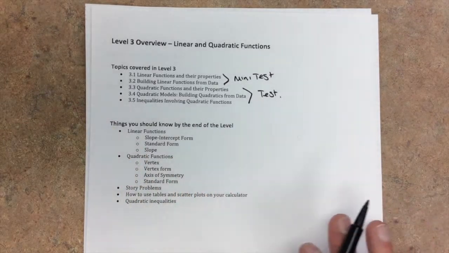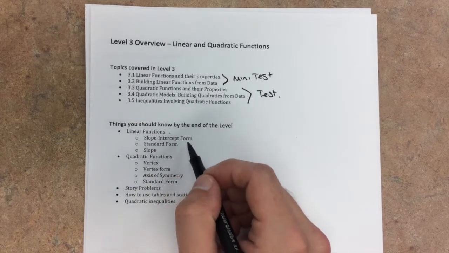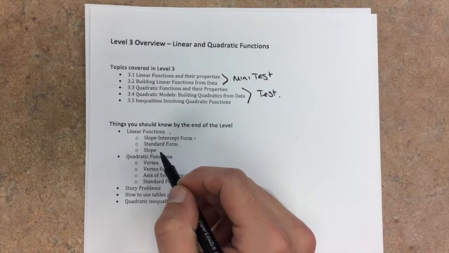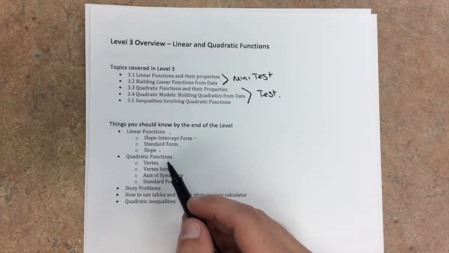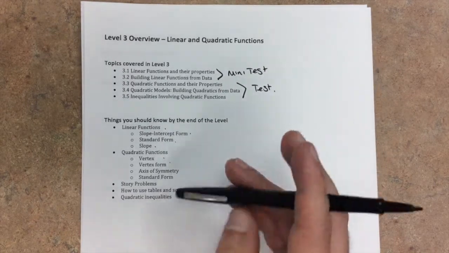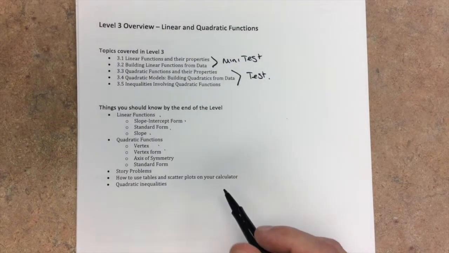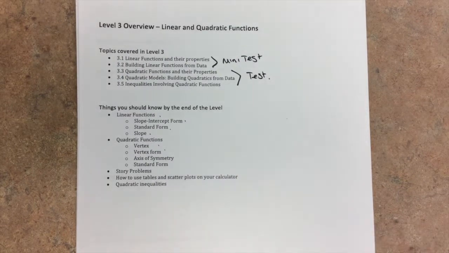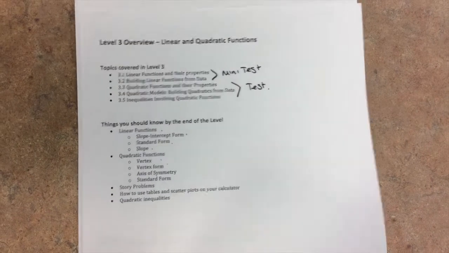By the end of this level, like before with linear functions, you should know slope-intercept form, standard form, and be able to find slope. And with quadratic functions, you'll be able to find the vertex, put it in vertex form, find the axis of symmetry, and be able to recognize what standard form tells you. We're also going to be working with story problems. We're going to be using your calculator a lot so that we can analyze data. And then the last thing is quadratic inequalities. So let's jump right to it.